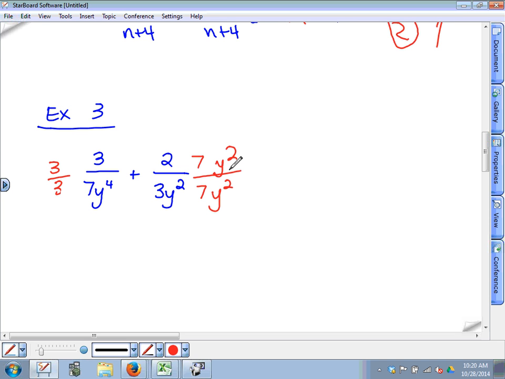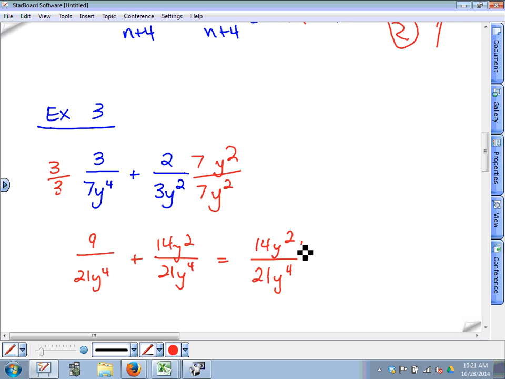Okay. So now I'm going to change these fractions. Now we have 9 over 21y to the 4th plus 14y squared over 21y to the 4th. That was really easy to get common denominators in that problem. Really easy. So when we add these two fractions together now, we're going to have 21y to the 4th in the denominator. What about the numerator? 14y squared plus 9. Those are not like terms, so they cannot be combined.